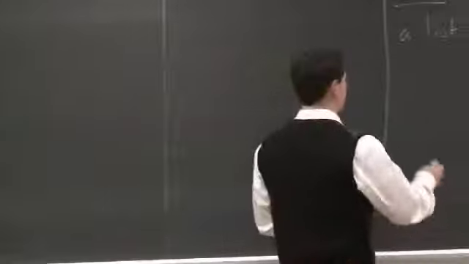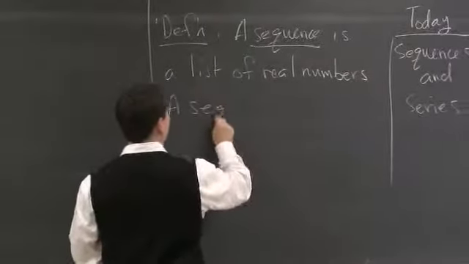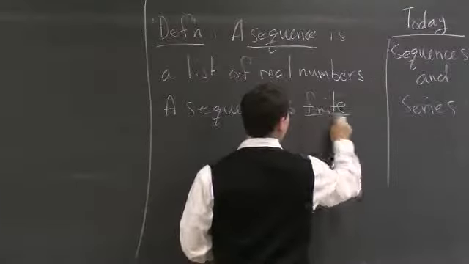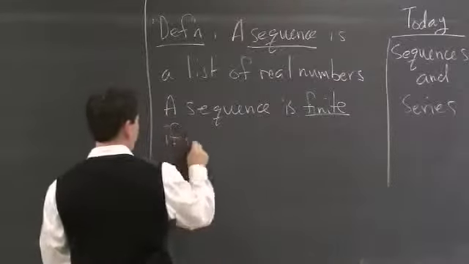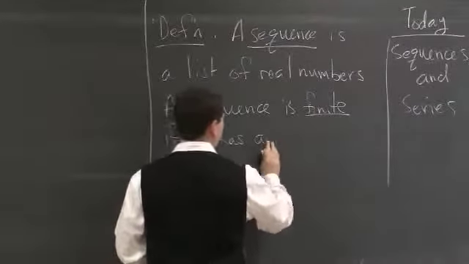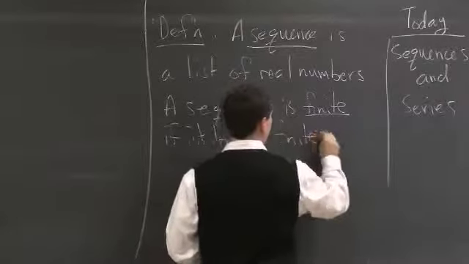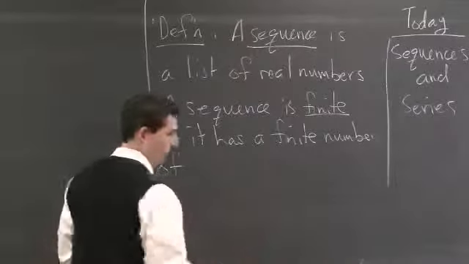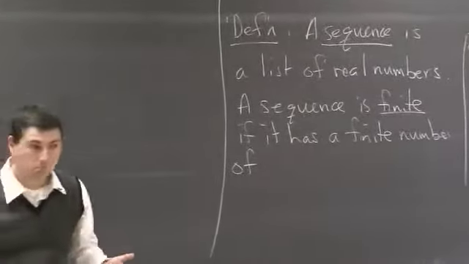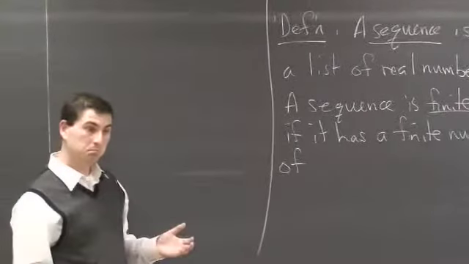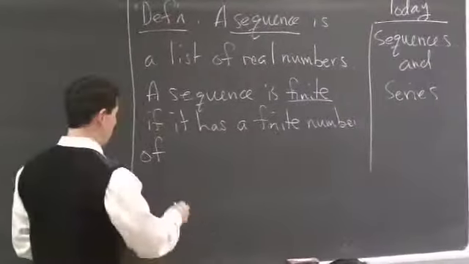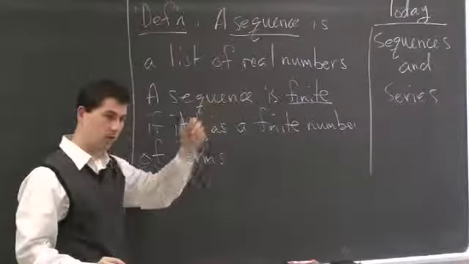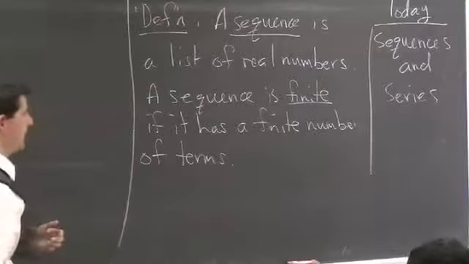A sequence is finite if it has a finite number of what? What should we say? Entries? Terms? Yeah, terms. Terms of a sequence is a good word. What are the terms? Those are the numbers of your sequence. So we have a finite sequence.